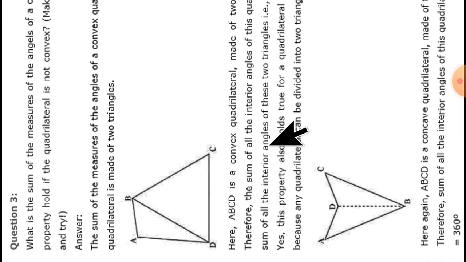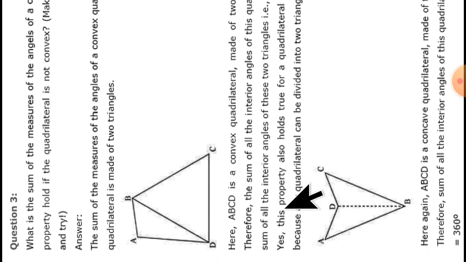Therefore, the sum of the interior angles of the quadrilateral will be the same as the sum of the interior angles of these two triangles. So the sum of the measures of the angles of this quadrilateral will be equal to the measures of the angles of these two triangles. So, 180 degrees plus 180 degrees equals 360 degrees.